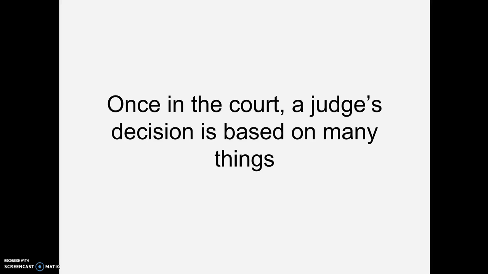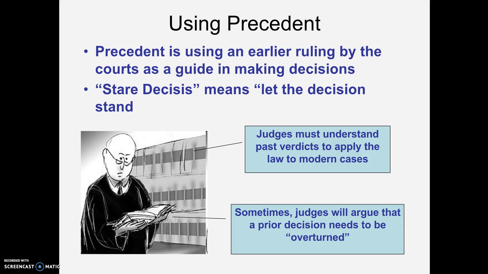When judges are sitting on the bench and doing their job, they have to make a lot of important decisions as well. So let's talk about the decision-making process on the part of the judge or the judges in our courts. There's lots of things that can influence a judge's decision. Big thing, and the way that our court system in the United States works, is this concept of precedent.